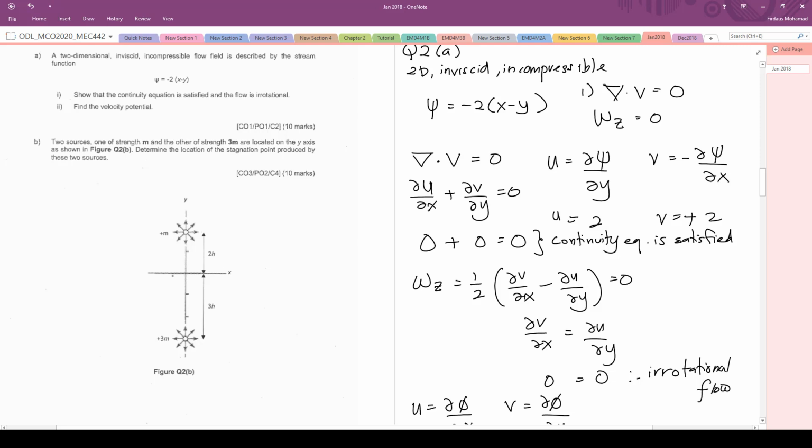So this is the y axis, and this is the origin. I showed it in the figure here, figure Q2b. Determine the location of the stagnation point produced by these two sources.